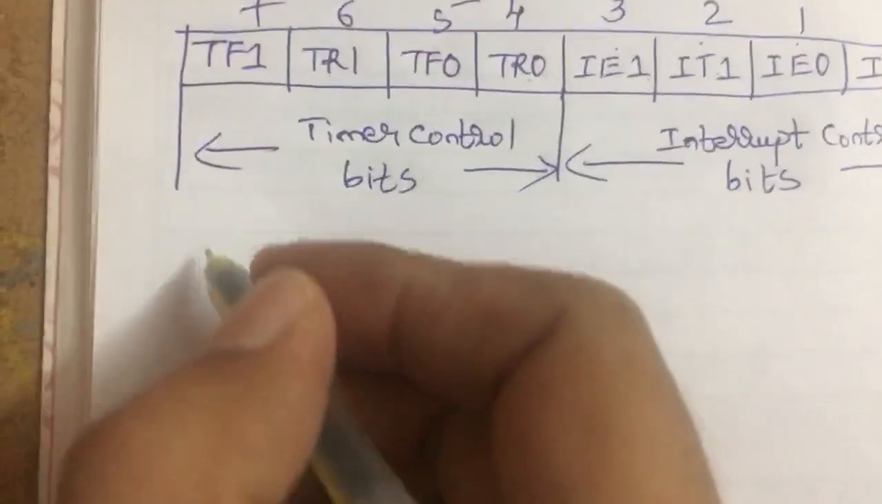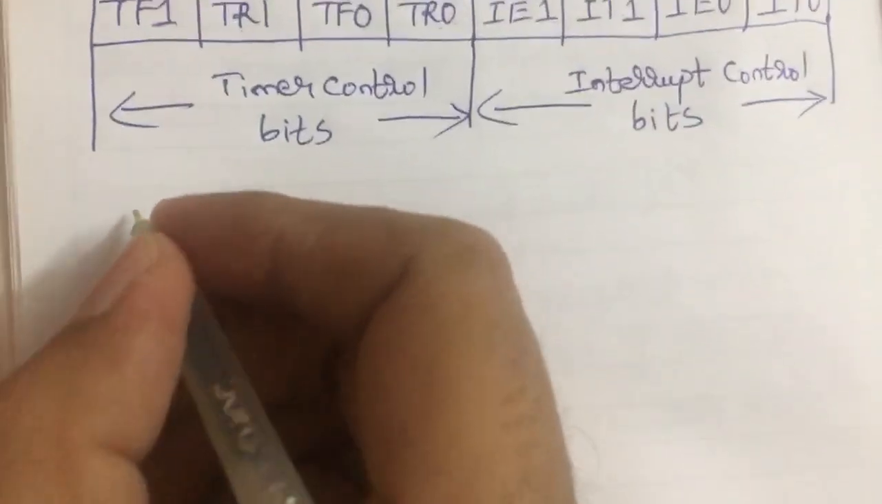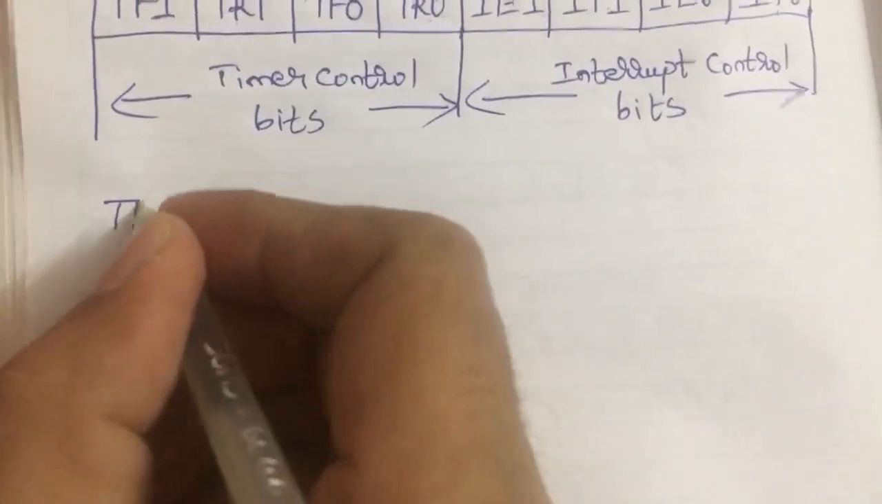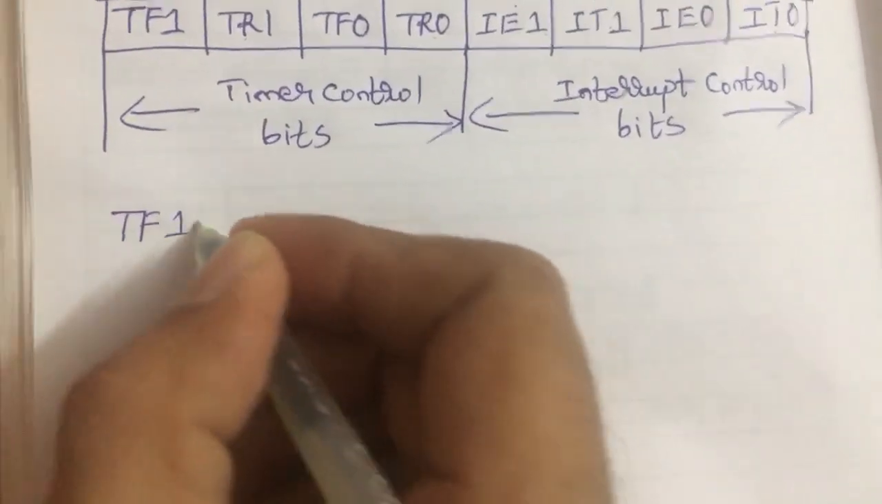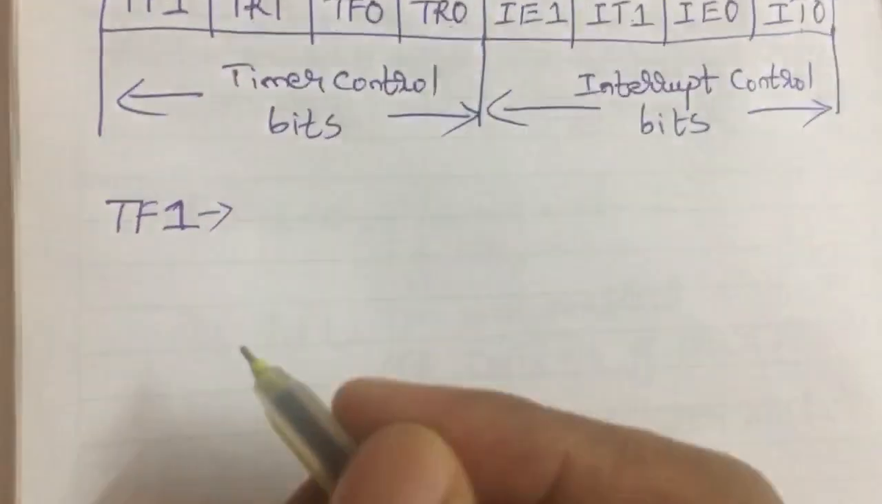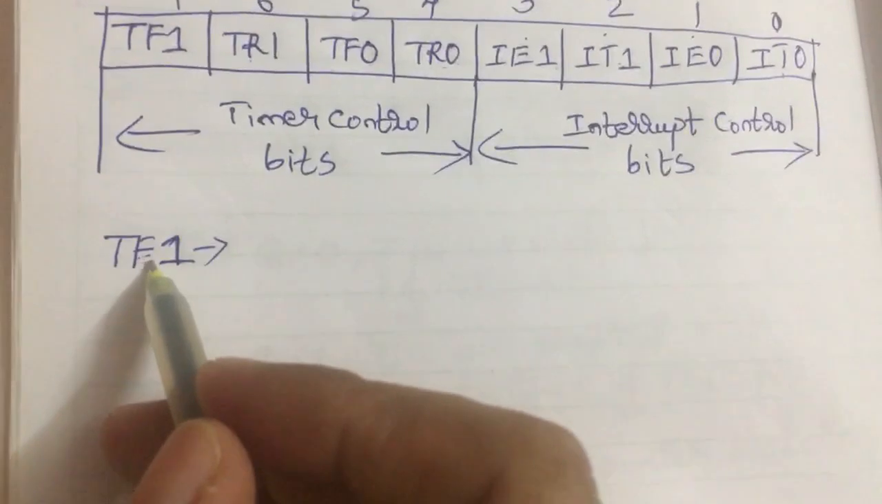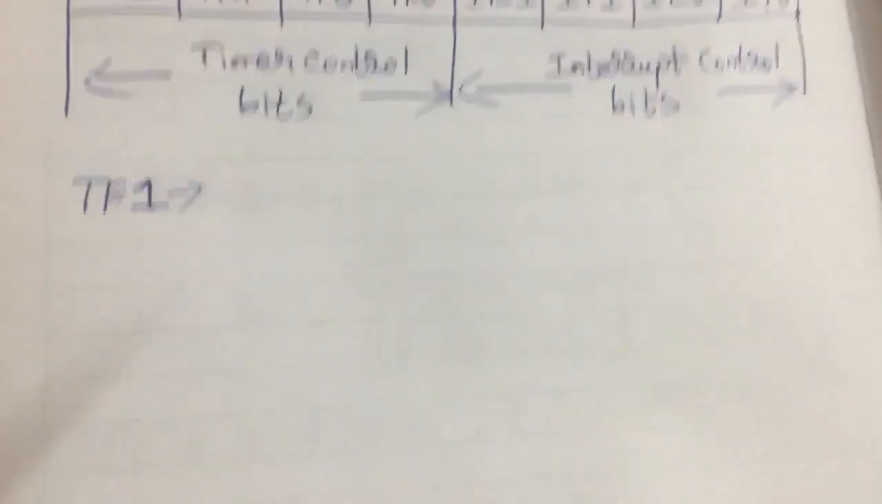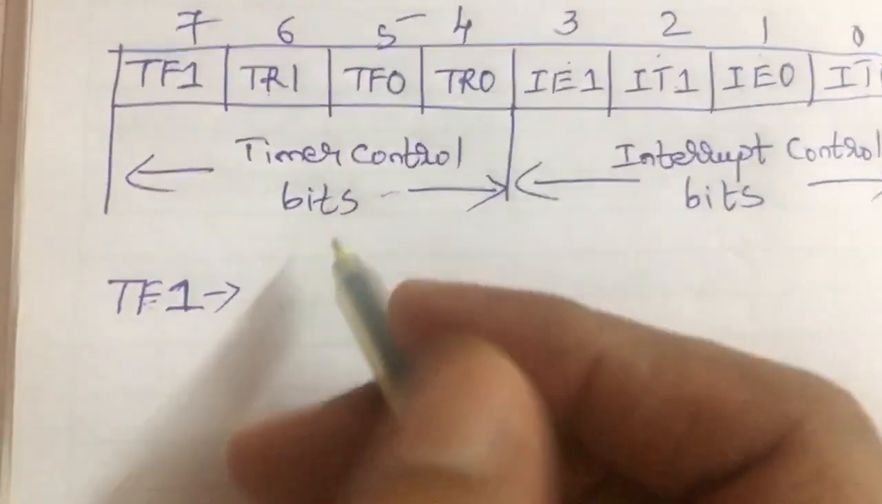Now we will discuss one by one. That is, first we will take TF1, the timer overflow flag bit.